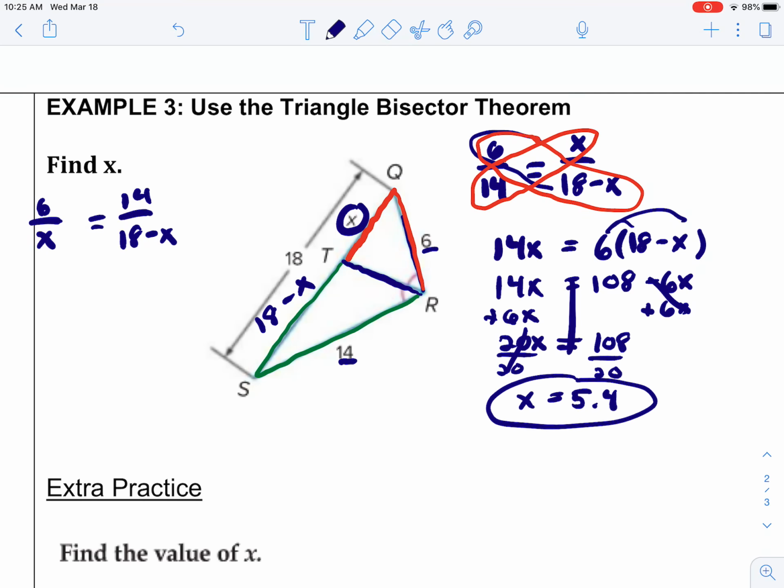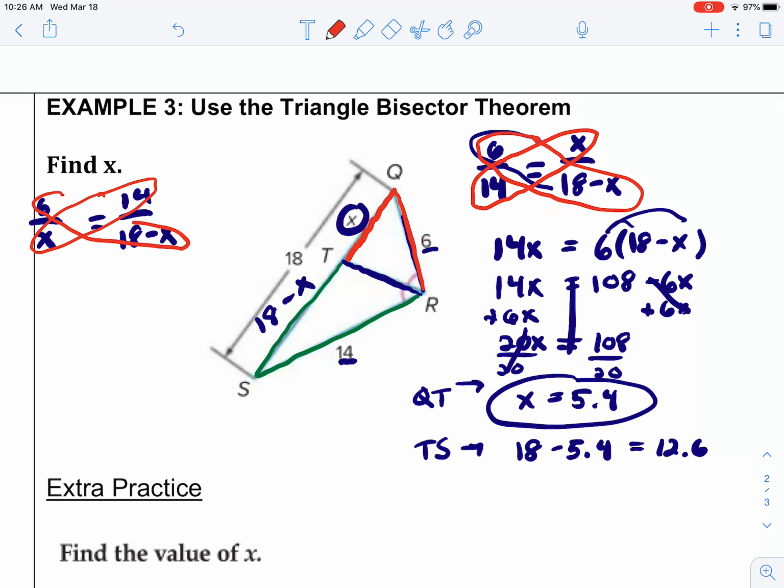So that is our length of x, and that's QT, by the way. And if you were looking for TS, it doesn't ask us for that, but then you could just take 18 minus 5.4, which would be 12.6, if you wanted that side length. Now, if you solved the proportion over here, notice we would end up with the same situation because you'd have 14x is equal to 6 times 18 minus x. So we end up with the same answer.